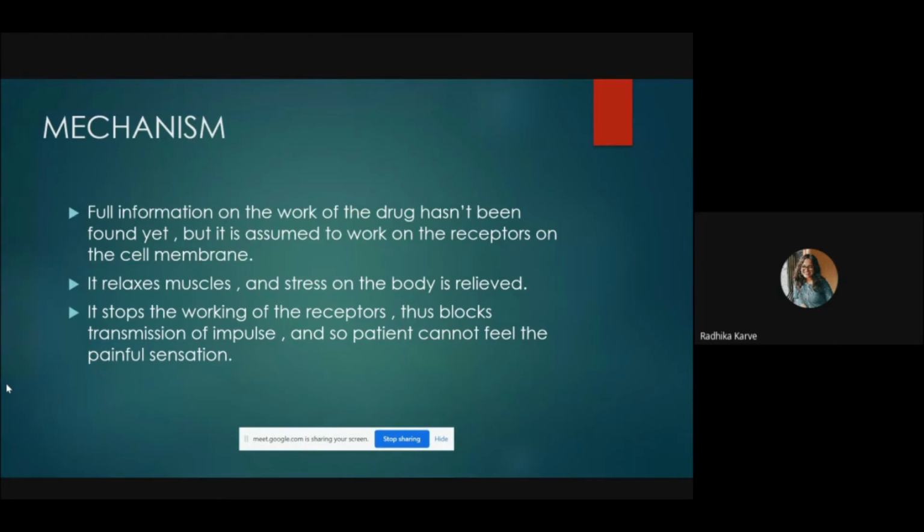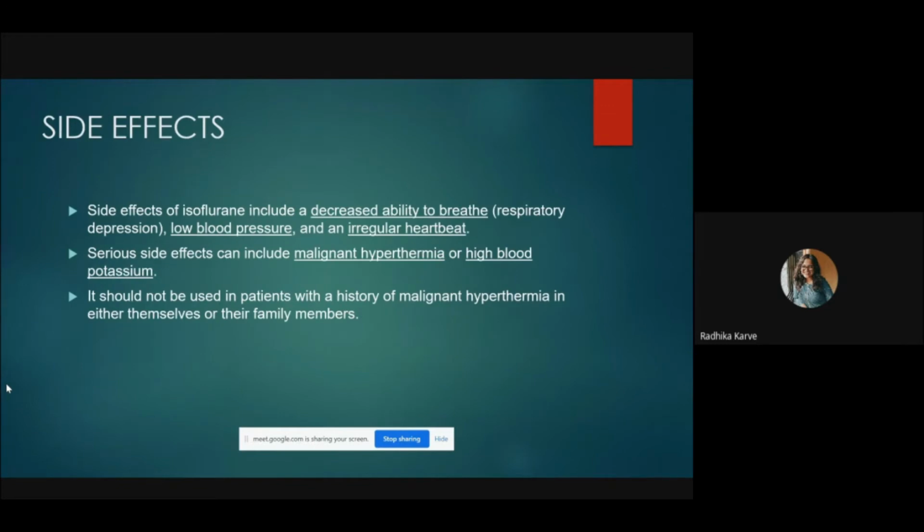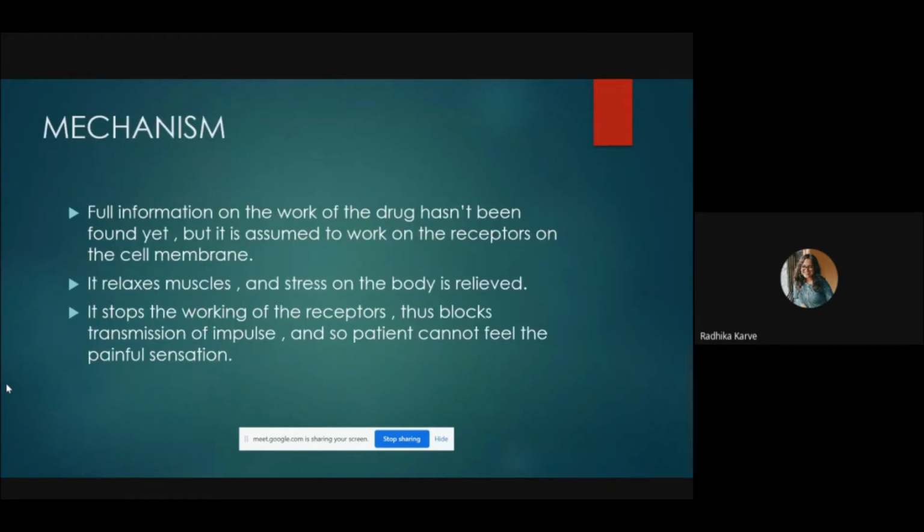So the mechanism of isoflurane hasn't been properly understood yet, but it is assumed that it works on the receptors of our cells. So whatever sensory receptors our cells have, which can feel pain or any other painful sensation, it shuts off those receptors, so the cells or tissues can't feel the pain which is inflicted upon us during any surgery. It also relaxes our muscles and lets go of body stress when we are unconscious. And yeah, so this is what is known about isoflurane's mechanism till now.